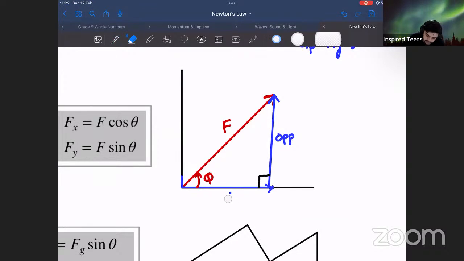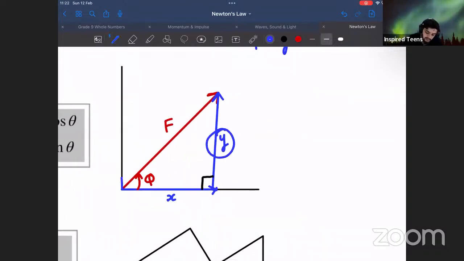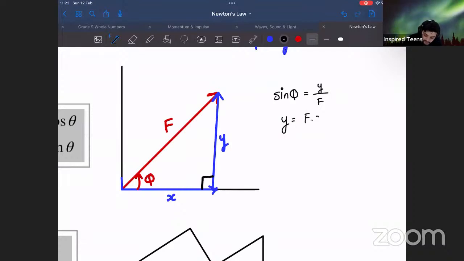Or alternatively, we can use X and Y just like they do. The horizontal, I'm going to call X because it's on the X axis, and the vertical, I'm going to call Y because it's parallel to the Y axis. If I want to represent Y in terms of F and theta, I write that opposite over hypotenuse is sine theta. So sine theta is equal to its opposite, which is Y, over its hypotenuse, which is F. To leave Y alone, I take F over, and Y is equal to F times sine theta.